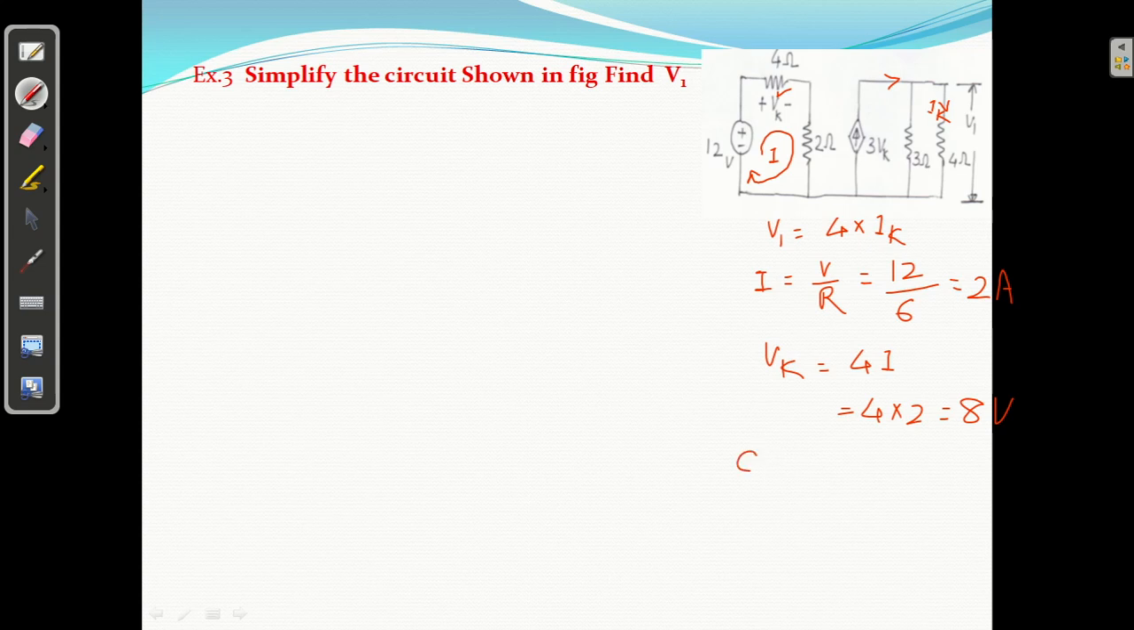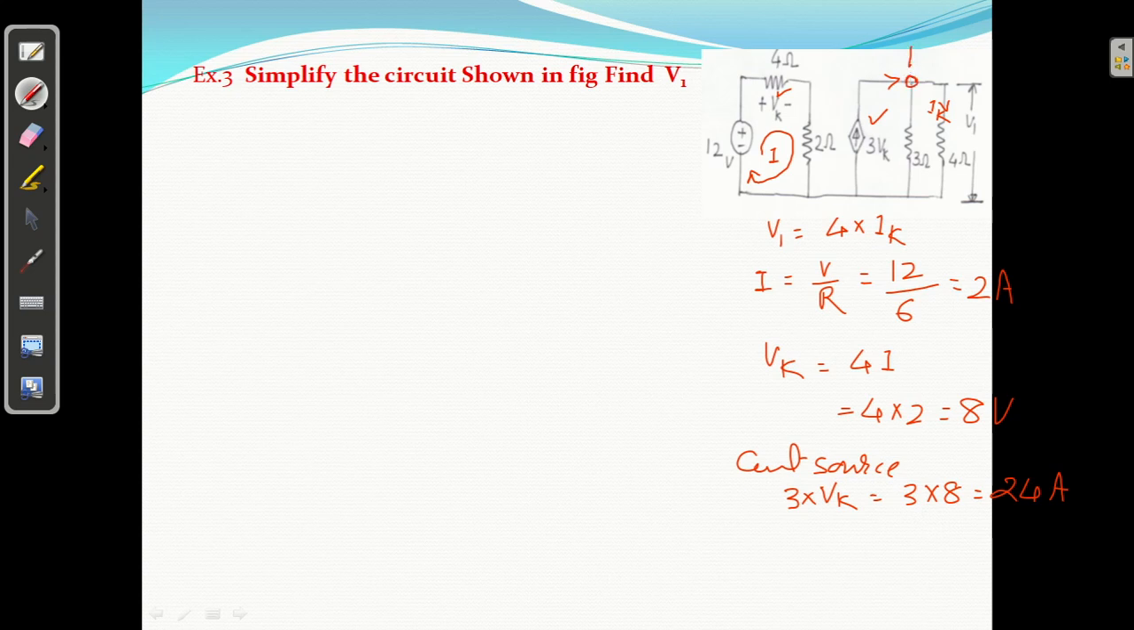So what will be the value of the current source? This current source is 3 Vk, 3 into Vk, right? This is given, 3 into 8 equal to 24 ampere I am getting. Now this 24 ampere is coming from here, where will it come up to?